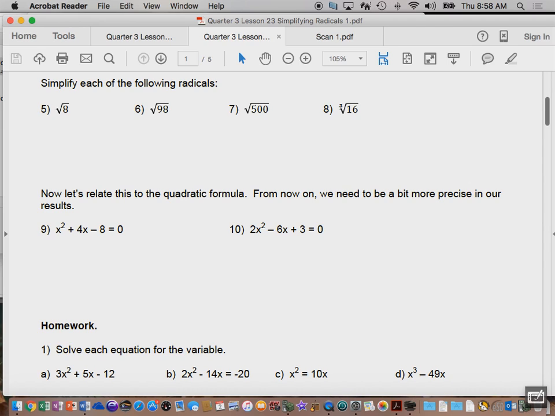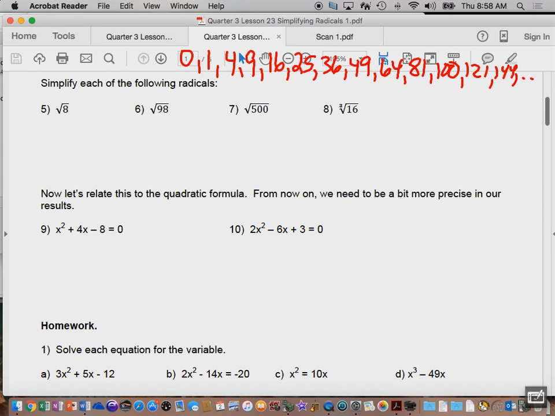Yesterday in class, I started listing the perfect squares. 0, 1, 4, 9, 16, what's next? 1 squared, 2 squared, 3 squared, 4 squared, 25, 36, 49, 64, 81, 100, 121, 144. All right, usually you don't need to get any bigger than that.